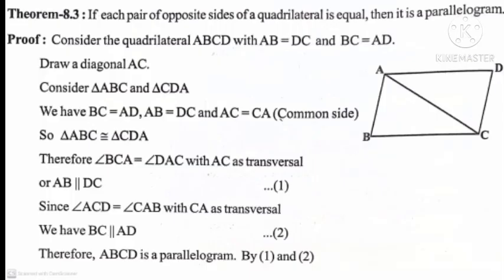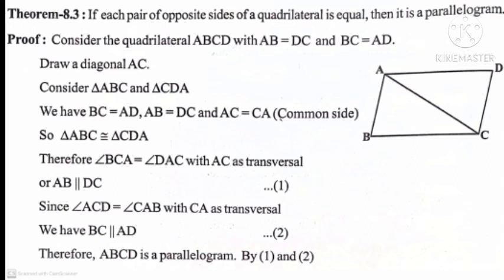Next theorem, if each pair of opposite sides of a quadrilateral is equal, then it is a parallelogram. Proof. Consider the quadrilateral ABCD with AB equal to CD and BC equal to AD. This is given in the statement. Draw a diagonal AC. Consider triangle ABC and triangle CDA. We have BC equal to AD and AB equal to DC and AC equal to AC. It is a common side of both triangles. Therefore, triangle ABC is congruent to triangle CDA according to the SSS congruency rule.